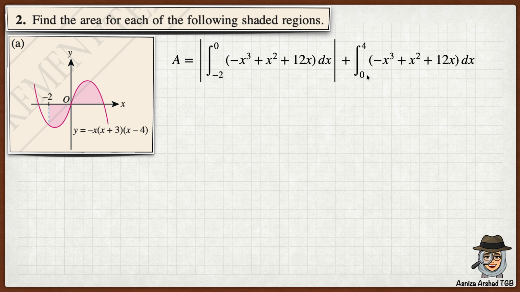So let's integrate. The integration will be negative x to the power of 4 over 4, plus x cubed over 3 plus 6x squared, with limits -2 to 0, plus the second region, from 0 to 4. Now let's substitute the upper limit, minus the substitution of the lower limit for both regions, and then we calculate.